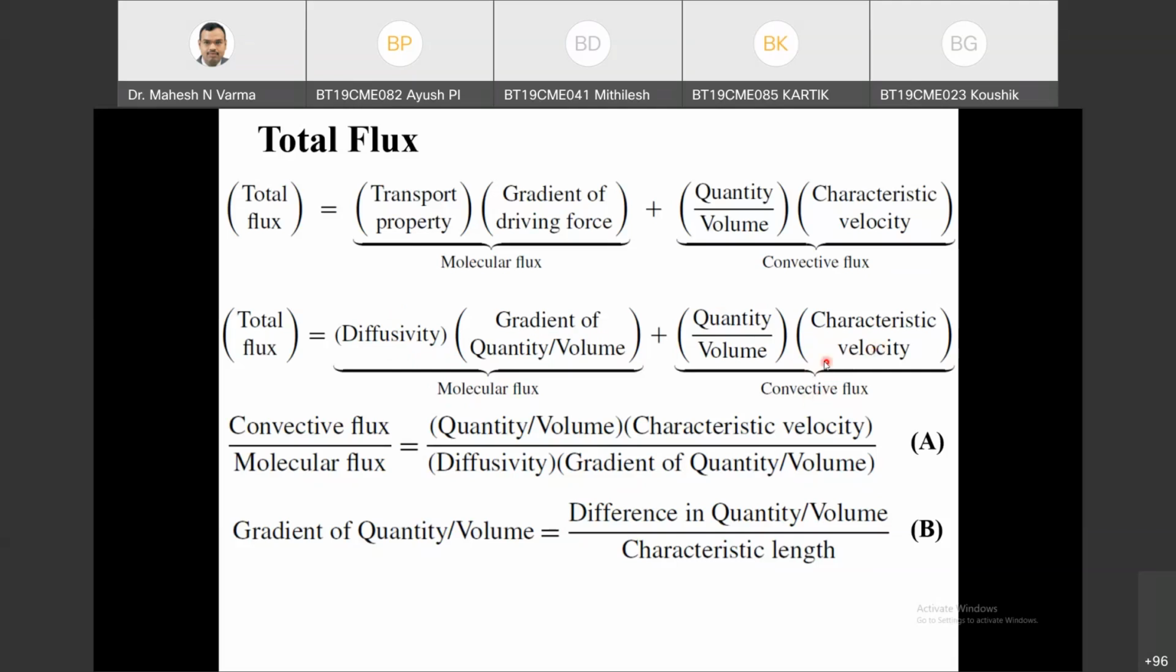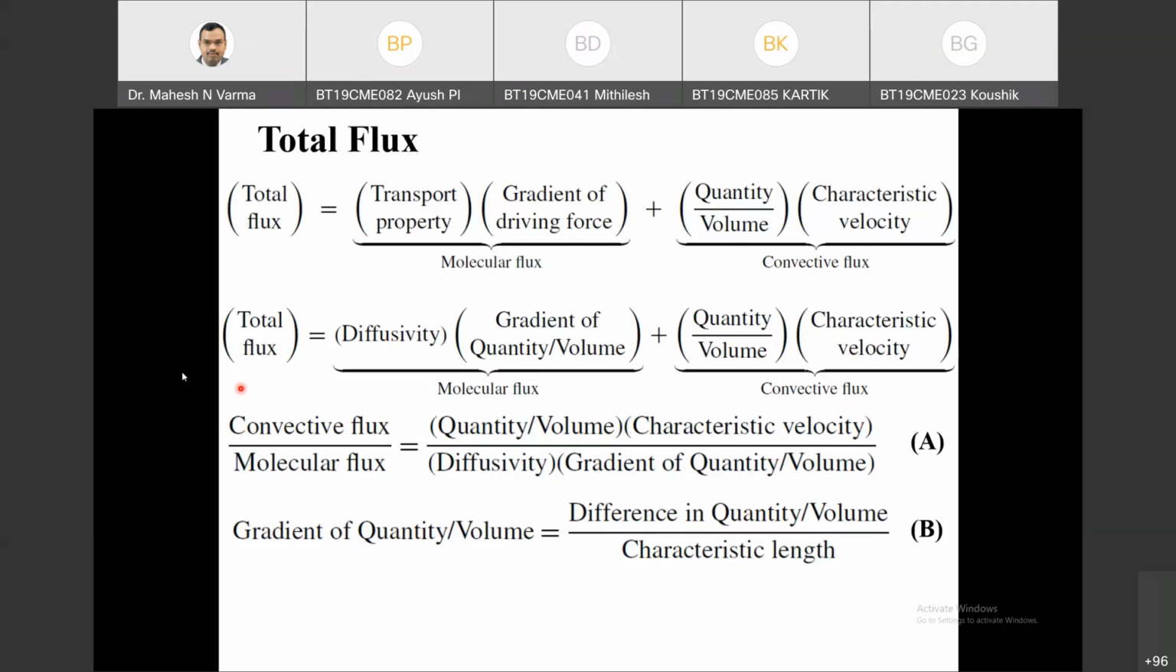So whenever there is a convective flux, the total flux is dominated by the convective flux. Say I have a total flux equal to 100. Then 99% will be convective flux and only 1% will be molecular flux. So I can call this convective flux the total flux. That is 99% correct.